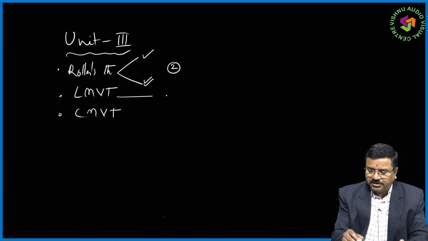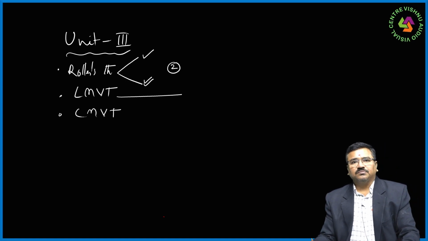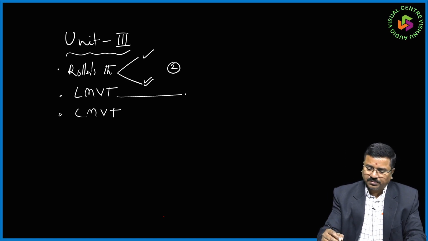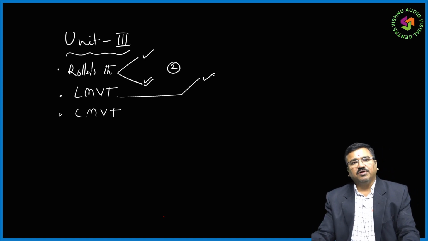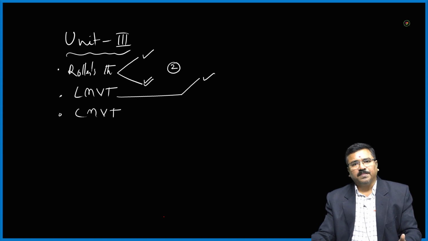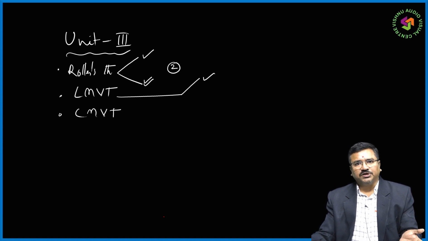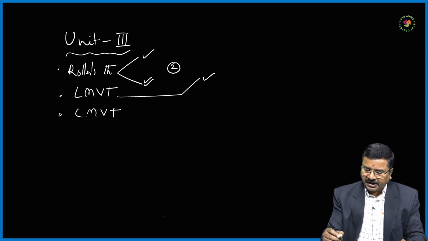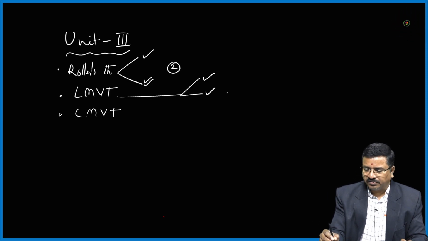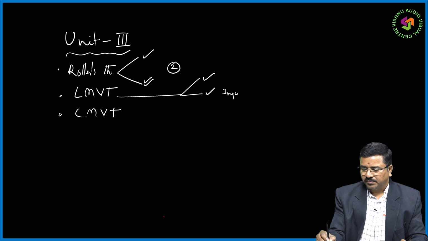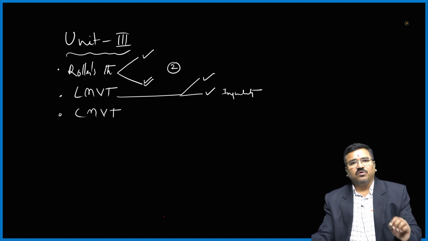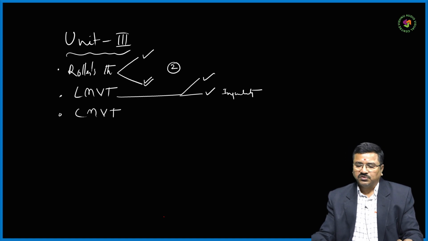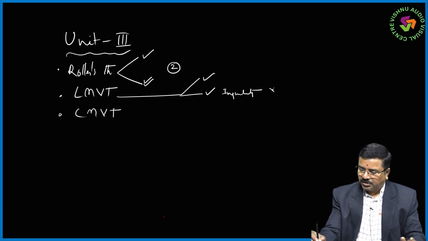Coming to Lagrange's mean value theorem, the first type is the applicability question: whether Lagrange's mean value theorem is applicable or not. Same as before, if all conditions are satisfied, then find C; if any one condition fails, it is not applicable. But then we also have inequalities. We can prove some inequalities by using Lagrange's mean value theorem. This is very, very important from the exam point of view.